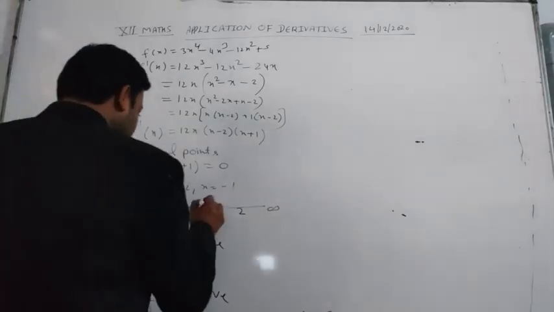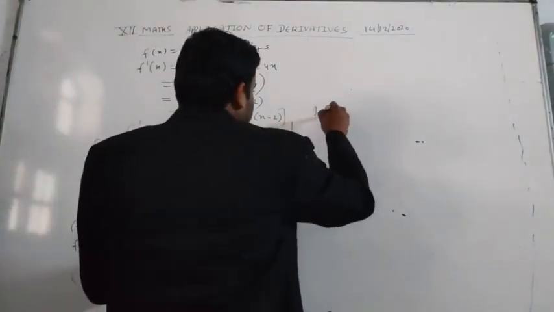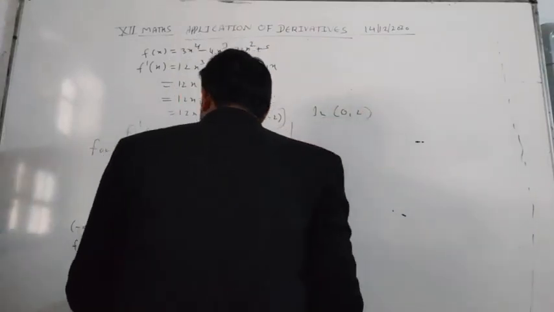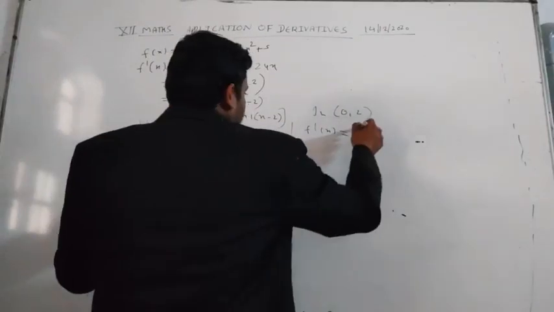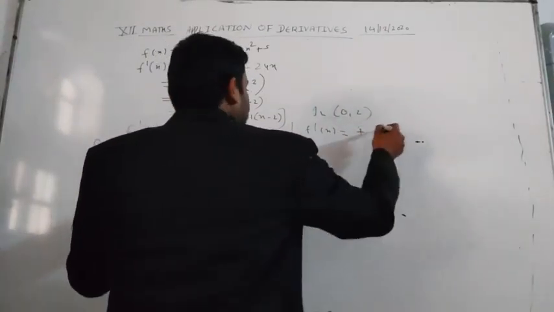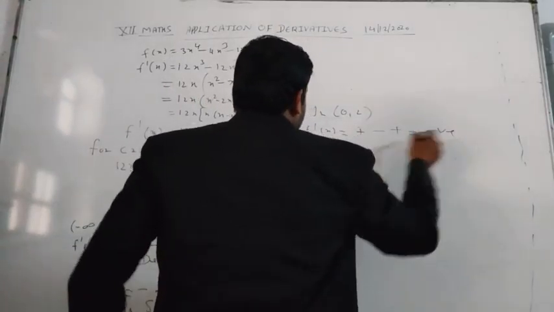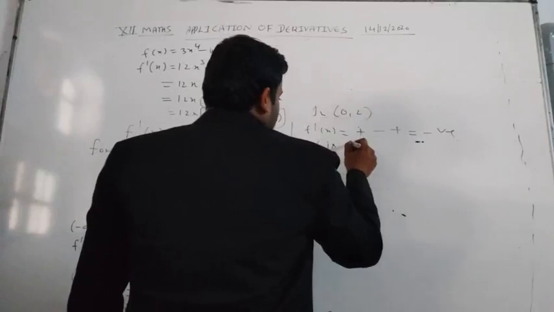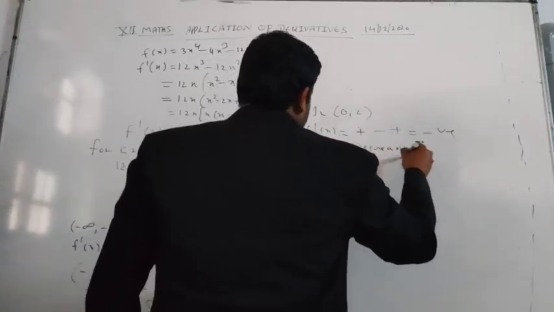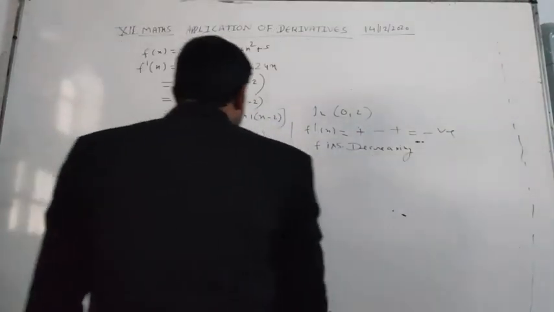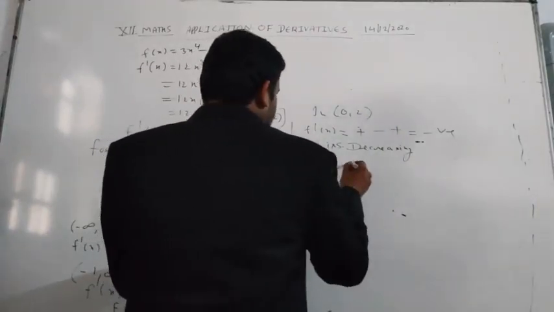Now let's check in the interval 0 to 2, take 1. When we take 1, f dash x is: this is positive, here negative, and here positive, so this is negative. So the function is strictly decreasing in the interval.